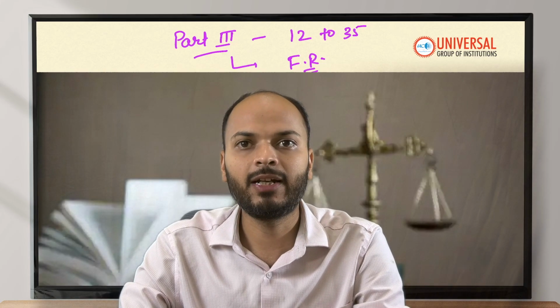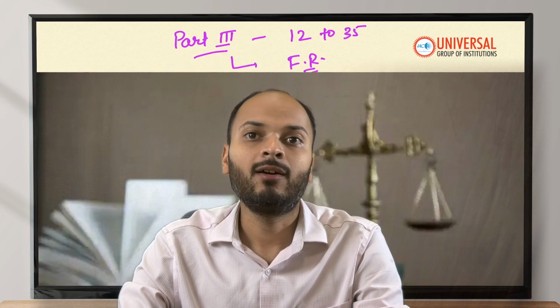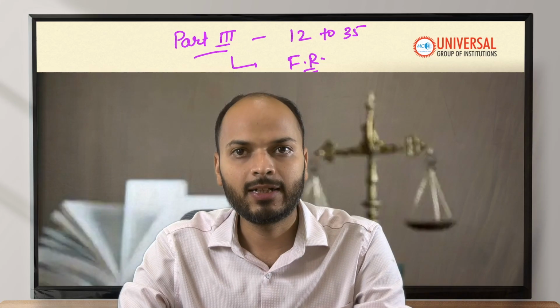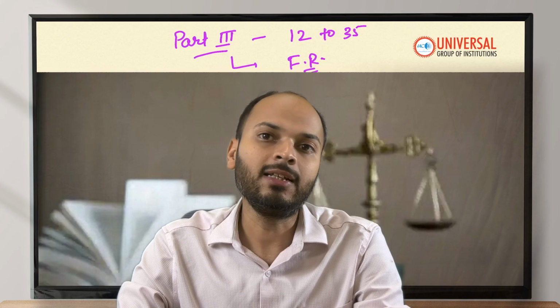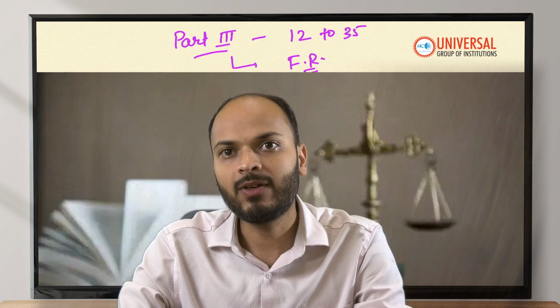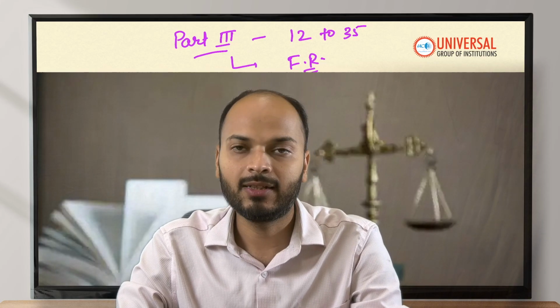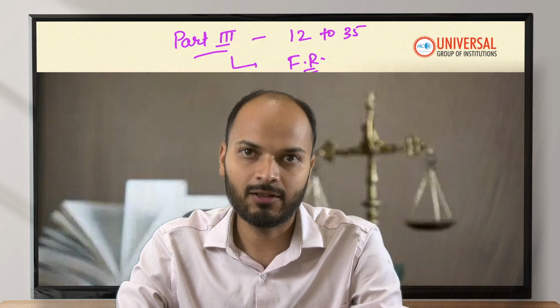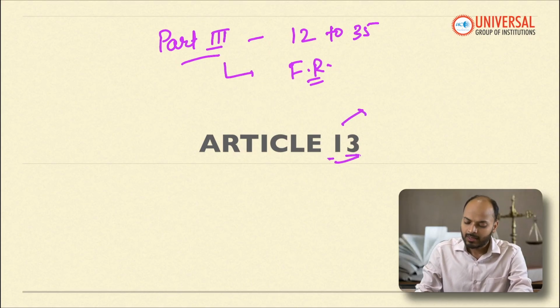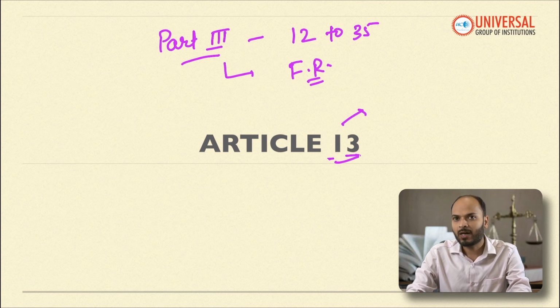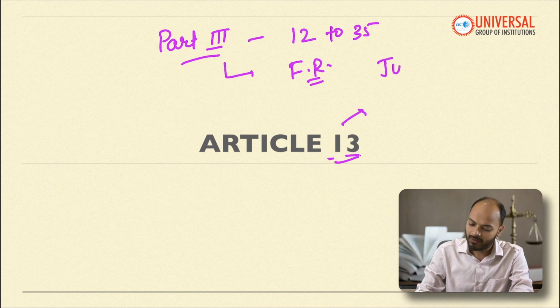In Article 12, we discussed that they have defined what is state. So, state shall not violate the rights of the citizens given under Part 3. But what is state? That definition has been given under Article 12. In today's video, we will be discussing Article 13. Article 13 is about a very special power of the judiciary, that is the power of judicial review.